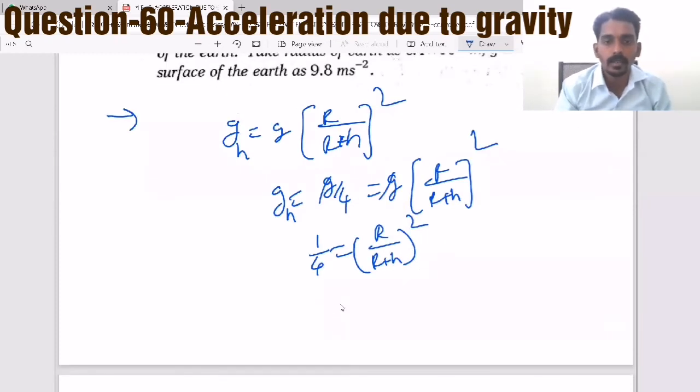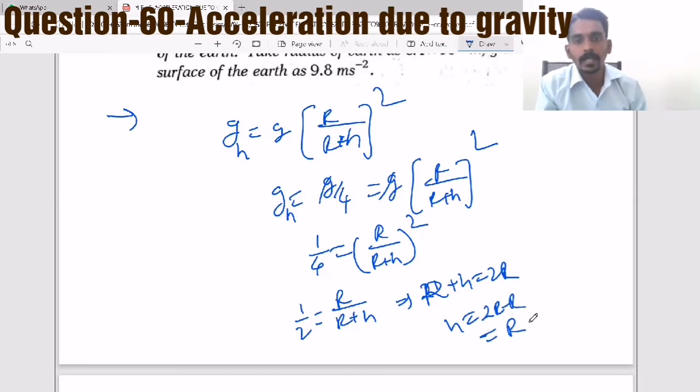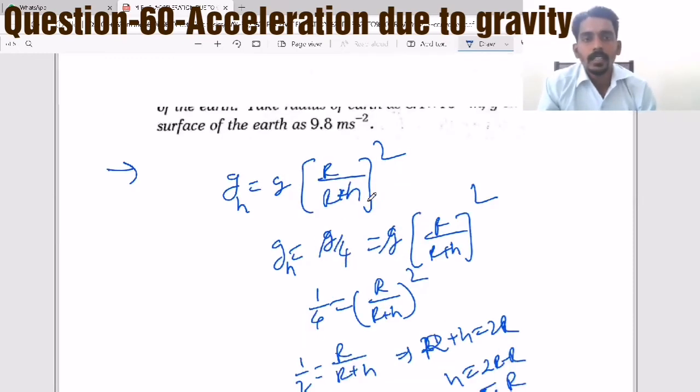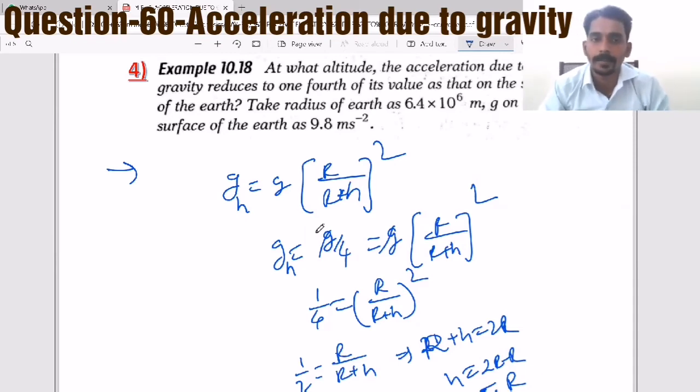If you remove square, then you will get R by R plus H, 1 by 2 equal to. If you cross multiply it, then R plus H equal to 2R, then H equal to 2R minus R, that is R. So at a height of capital R equal to the radius, then the acceleration due to gravity value becomes 1/4. When G value changes very less, then only you have to take that H less than R condition. Otherwise, you have to take this condition only.